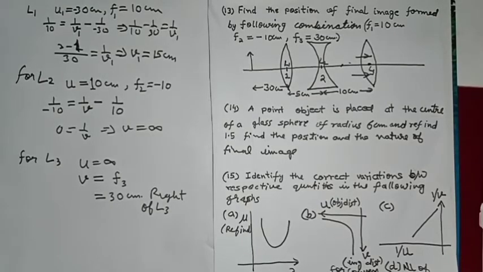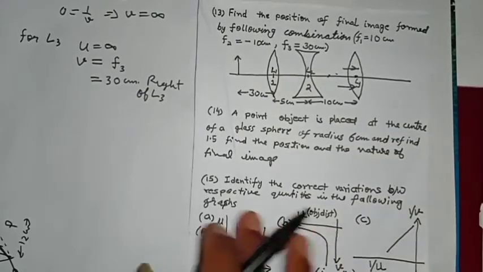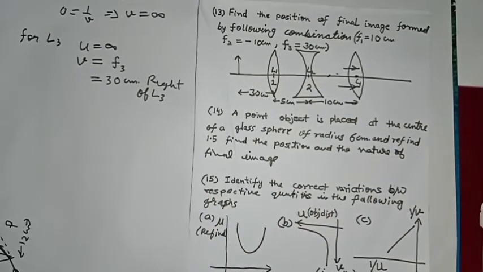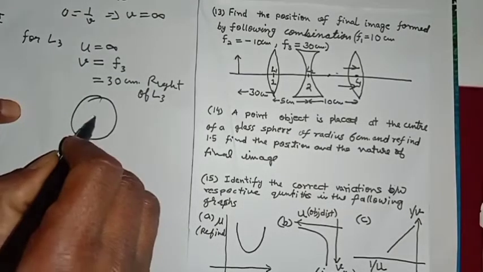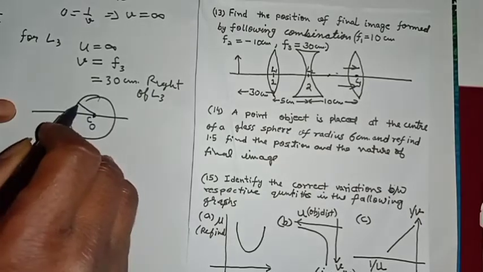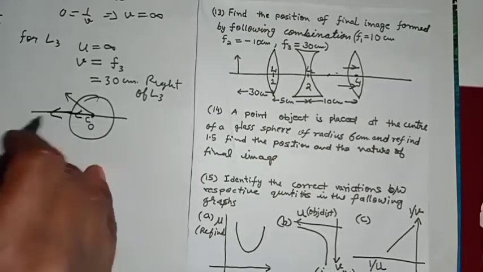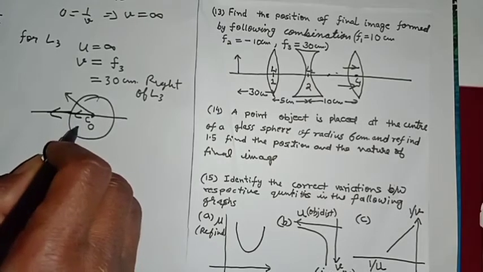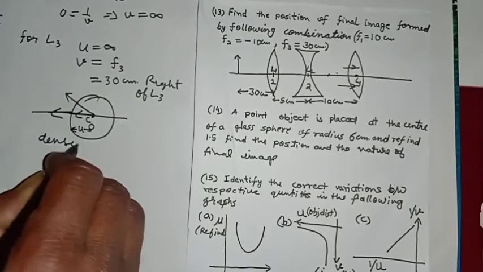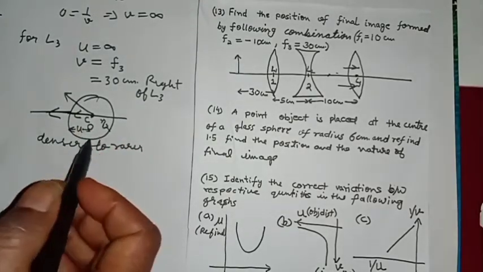Next question. A point object is placed at the center of a glass sphere of radius 6 centimeter, with refractive index given. Here is C, and at the same point there is the optical center also. Let us suppose a ray is coming out from it. Then, this is u, and refraction is taking place from denser to rarer.